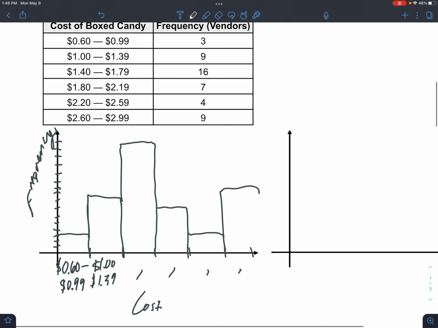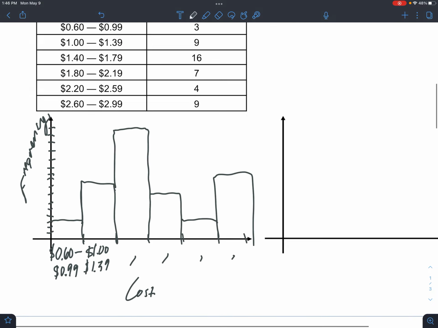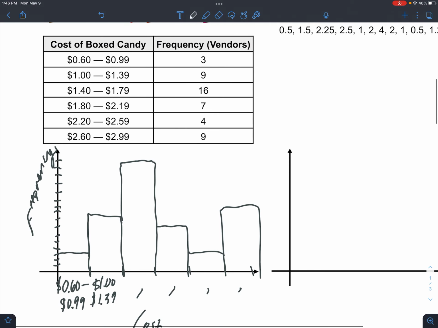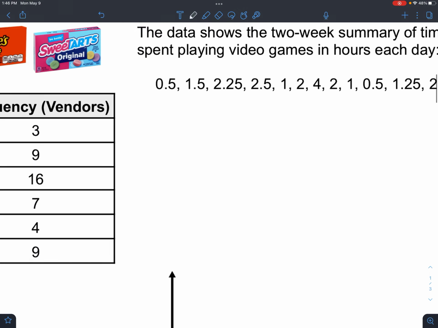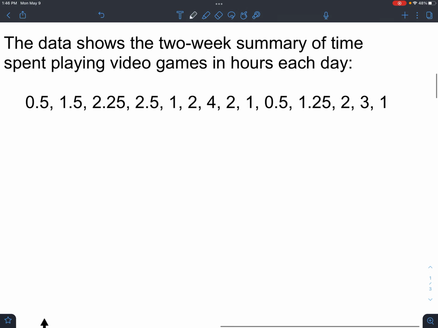It's a little too high. There we go. All right, so things to notice, the interval length is all the same between all these, 39 cents. And it ranges over the whole data set. So this is a well-drawn histogram.